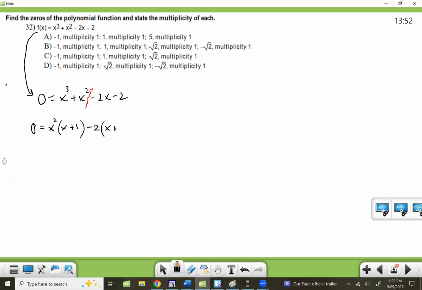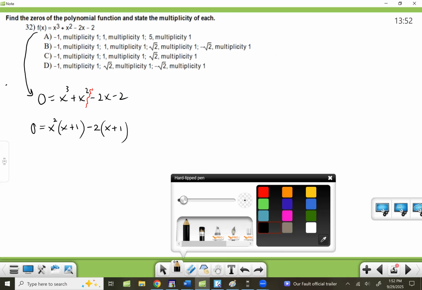So this will no longer be a minus. This will now be a plus. And again, if you just do quick redistributing to check, -2 times x is indeed -2x, and -2 times 1 is indeed -2. Always do that, just to check and make sure you're right.